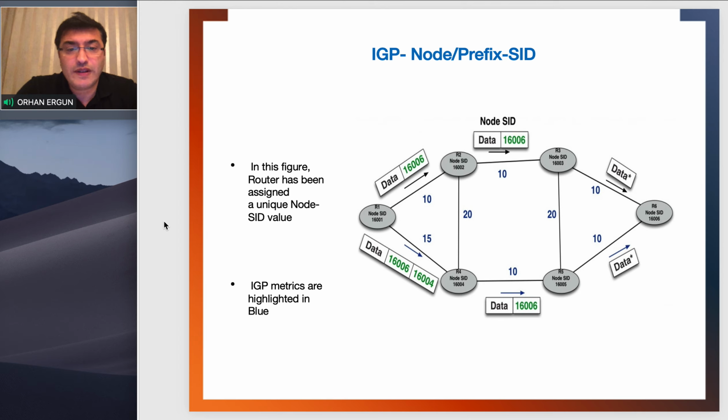Okay, so what's happening with this node SID? What's the label operation? How is the label operation done? Without, of course, seeing the topology, it wouldn't be possible to understand. Let's have a look at the topology, guys.